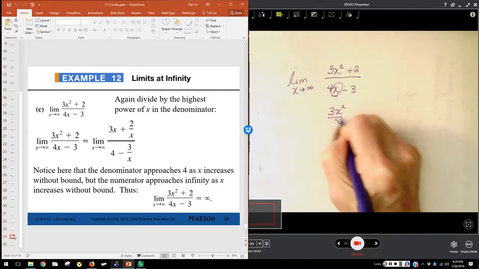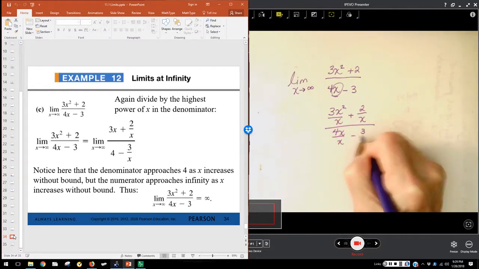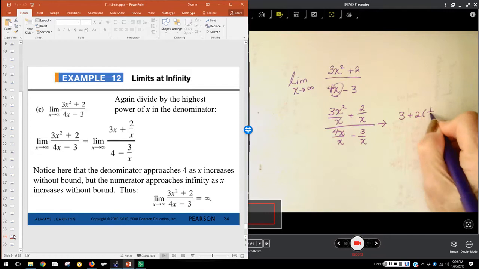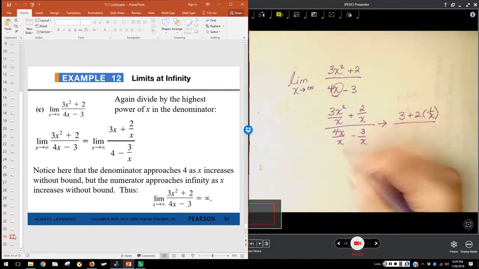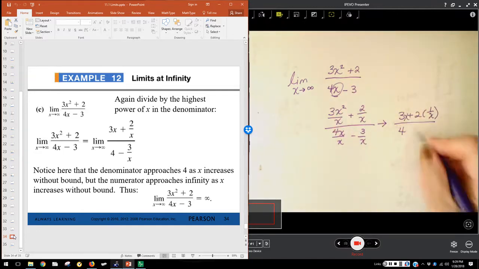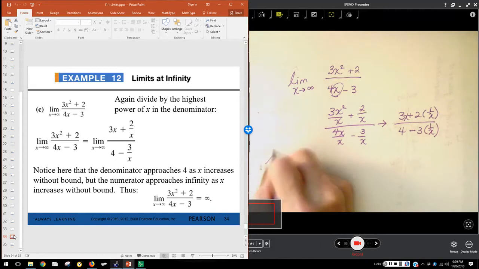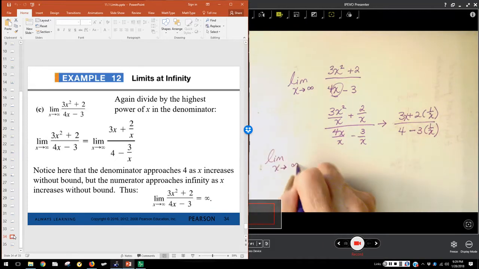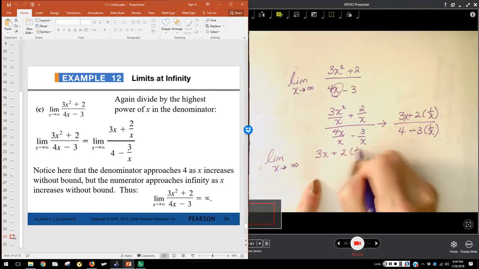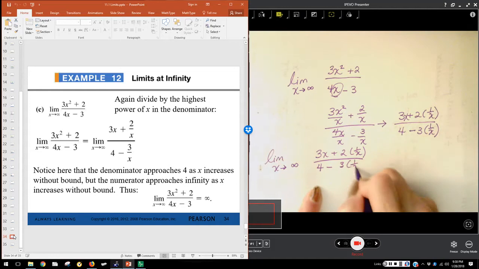3x squared over x plus 2 over x, divided by 4x over x minus 3 over x, which is equivalent to 3 plus 2 times 1 over x. And 4x over x is 4. I'm sorry, this 3x squared over x is 3x. Sorry about that. Over 4 minus 3 times 1 over x. So what we have then is the limit as x approaches infinity of 3x plus 2 times 1 over x divided by 4 minus 3 times 1 over x.